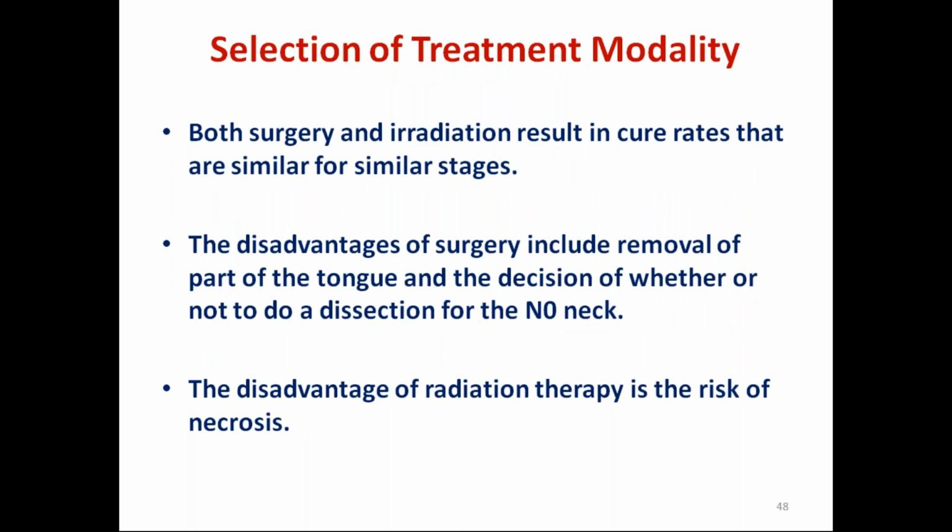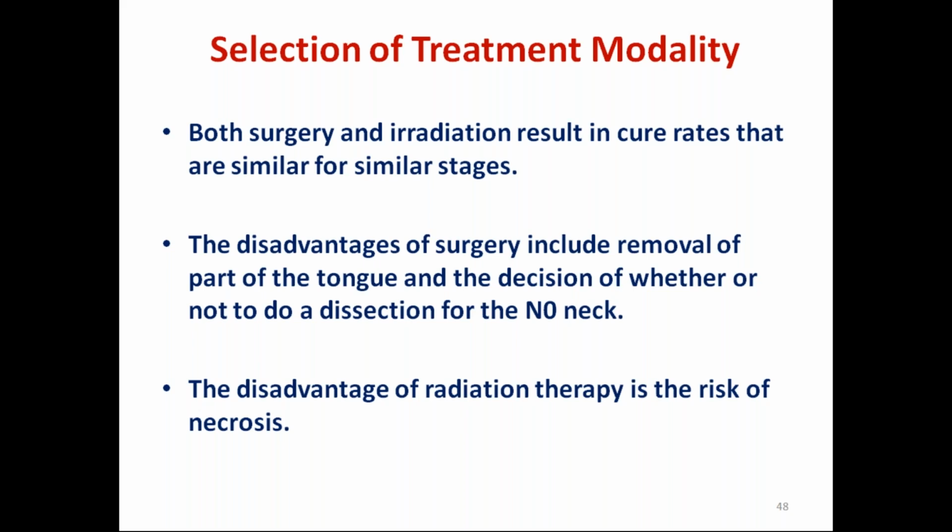So, how do we select the treatment modality? Both surgery and radiation result in similar cure rates for similar staging. Disadvantages of surgery include removal of part of the tongue and the decision of whether or not to do a neck dissection. Disadvantages of radiation include risk of necrosis of the local lymph nodes and other non-involved structures.